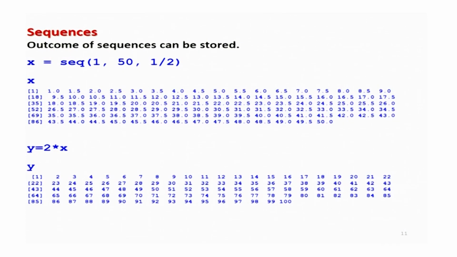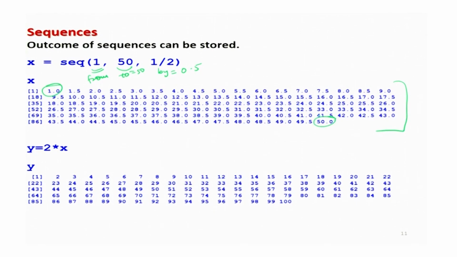Similarly, just for the sake of example, I try to show you that the outcome of a sequence can also be stored, because here I am taking examples where I can show you the output on the screen in bigger fonts. So suppose I take a sequence which is beginning at 1, so this is from, and it is ending at 50, and then it is increased by 0.5. So I give it 1 by 2. You can see this is the outcome starting from 1 and ending at 50.